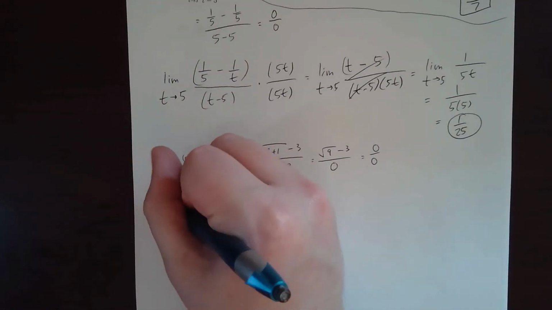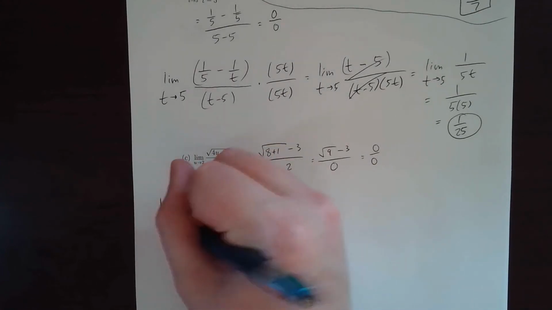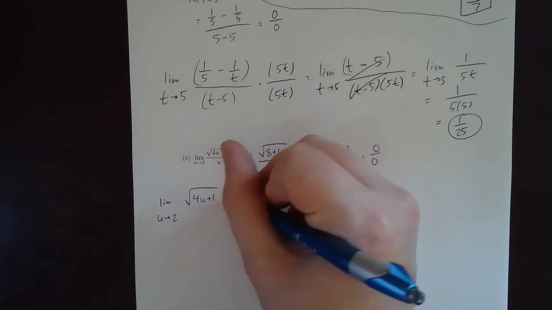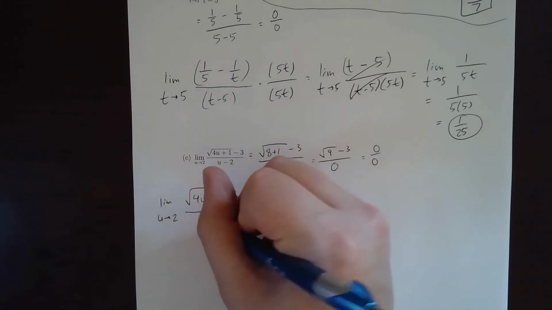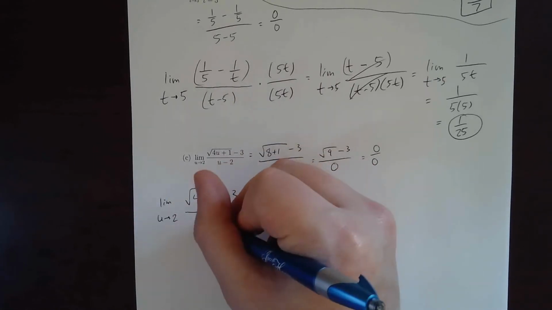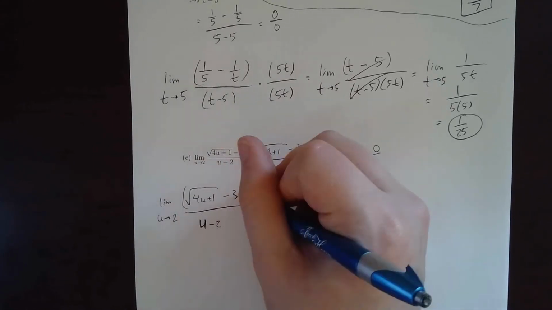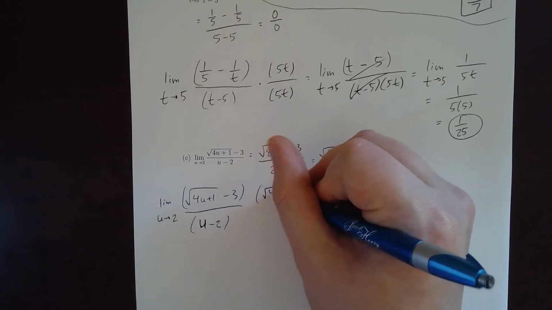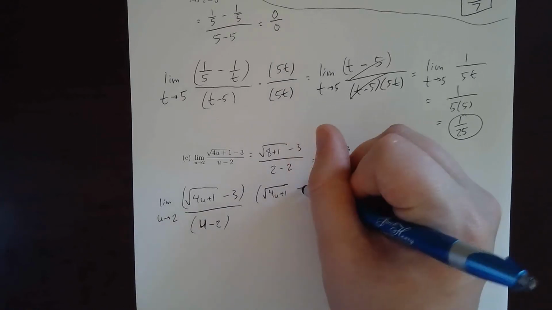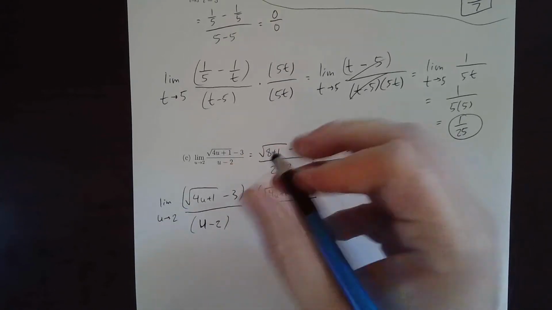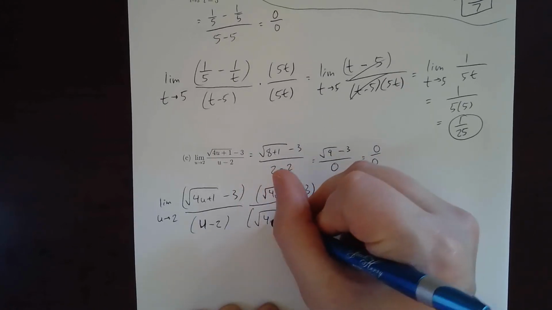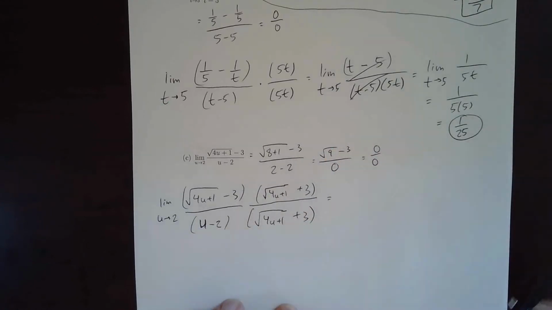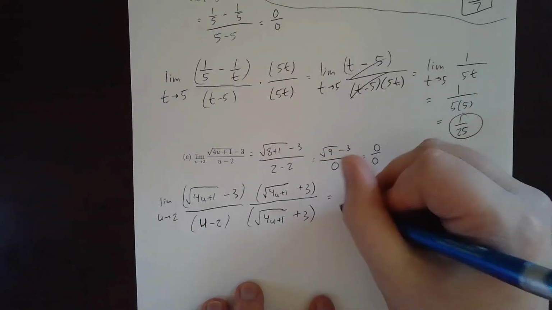So we'll have the limit as u approaches 2 of (the square root of 4u plus 1 minus 3) over (u minus 2). And using our conjugate, which will be the square root of 4u plus 1 plus 3, and so in the denominator we won't mess with anything too much yet.